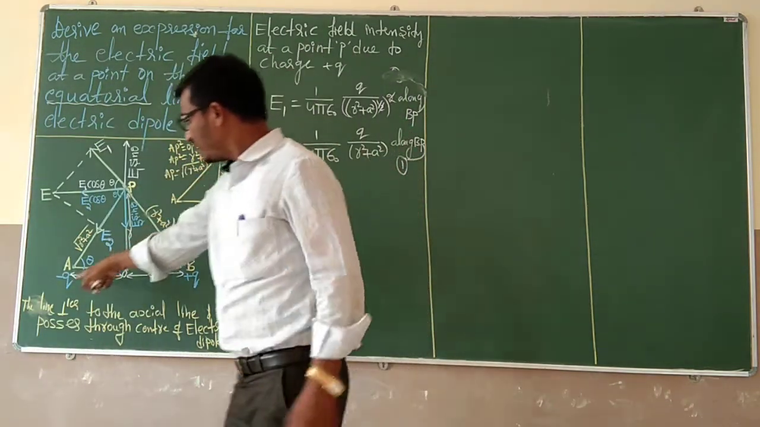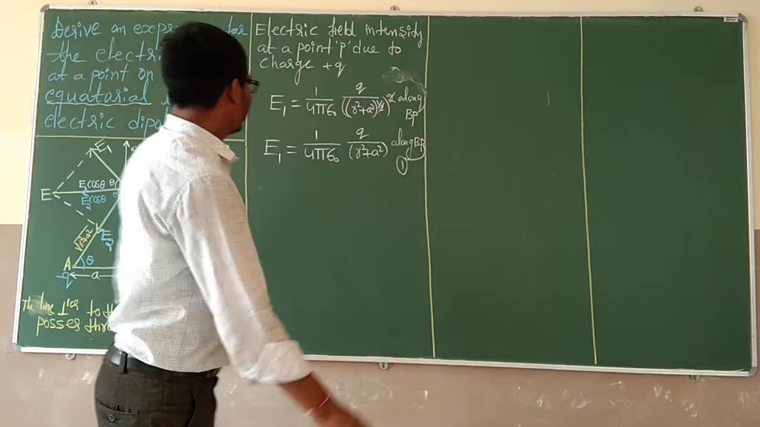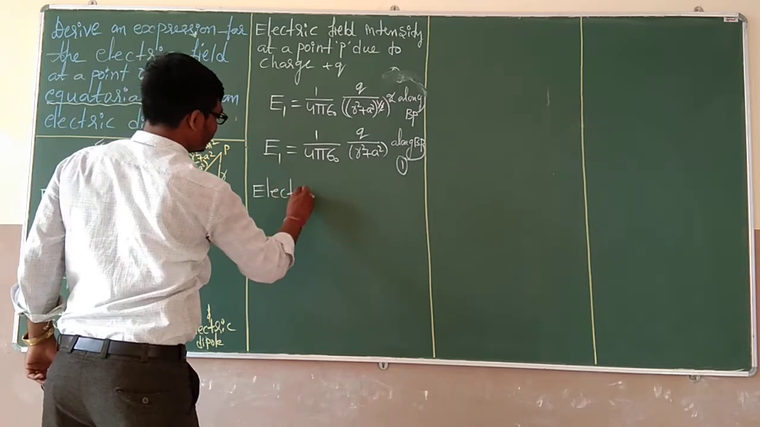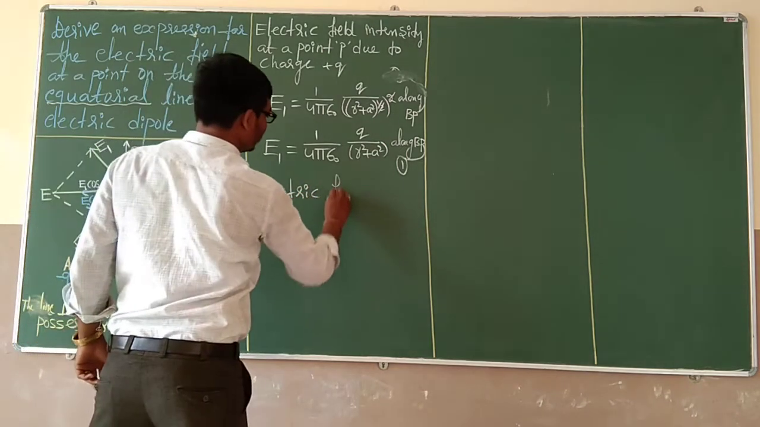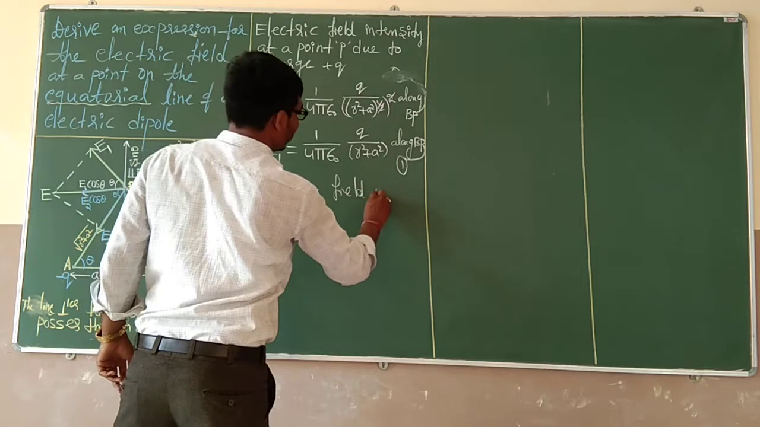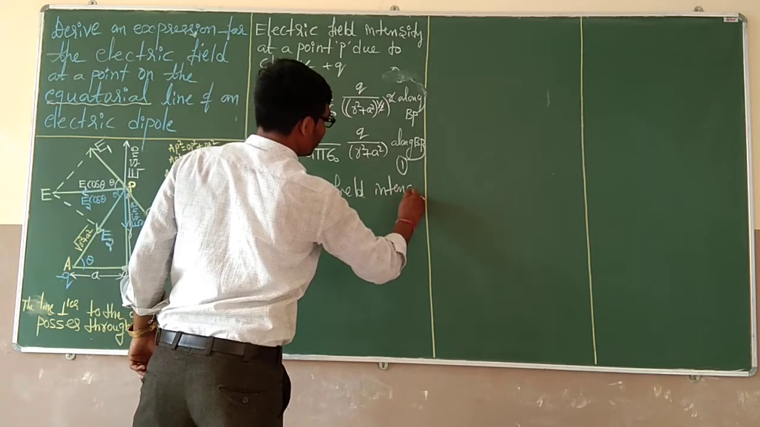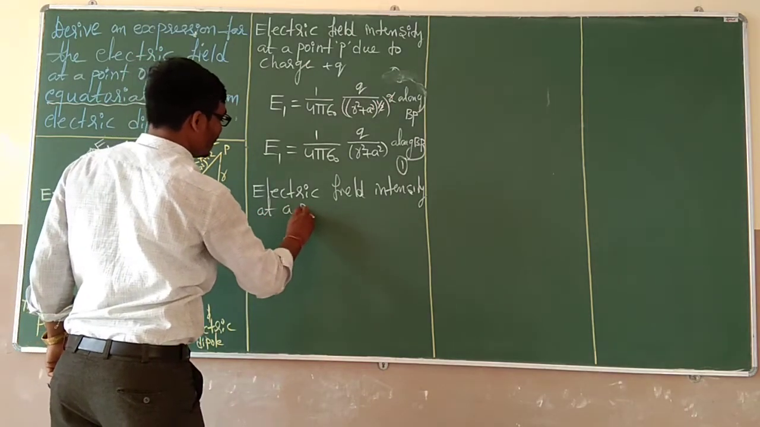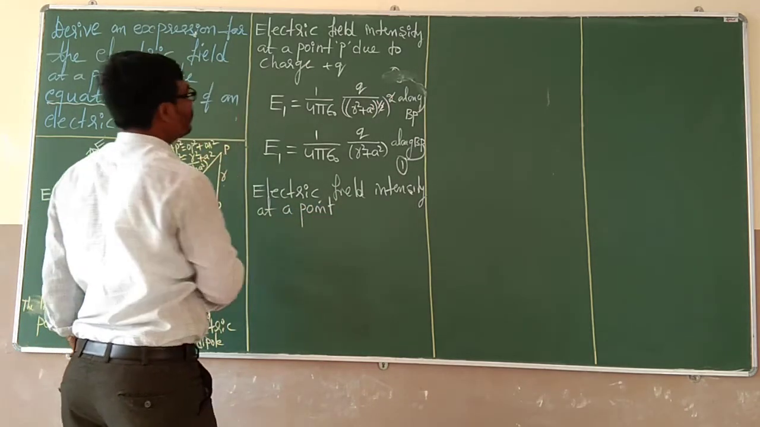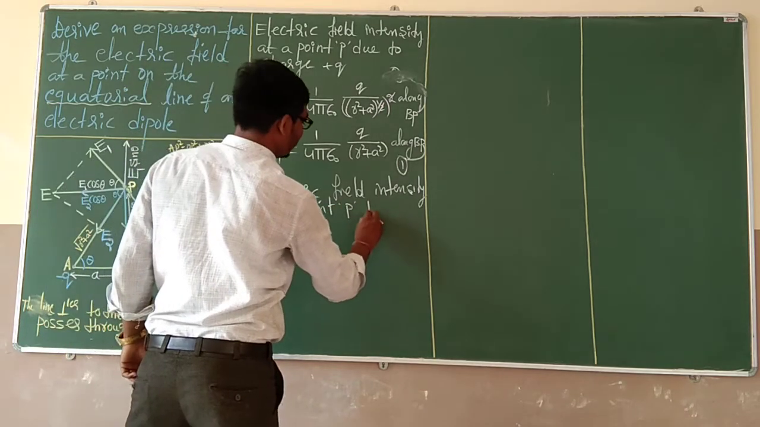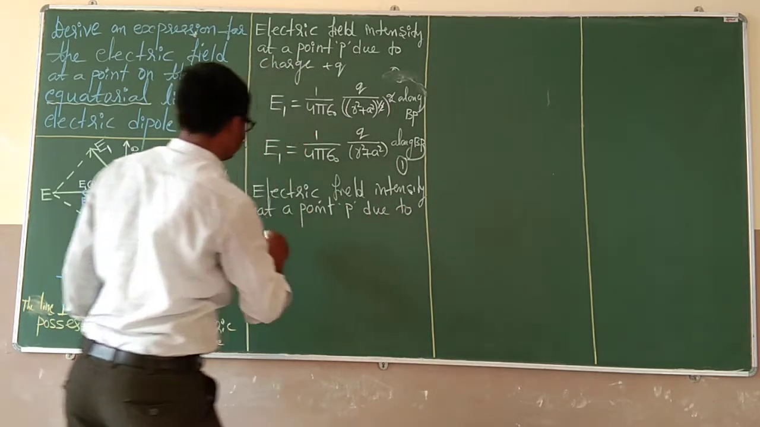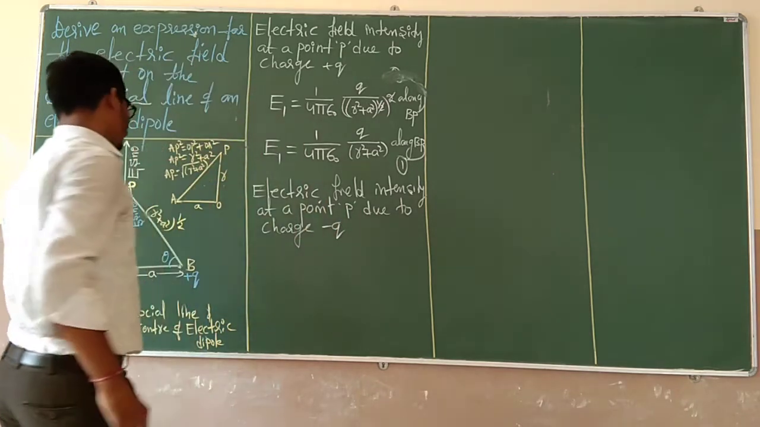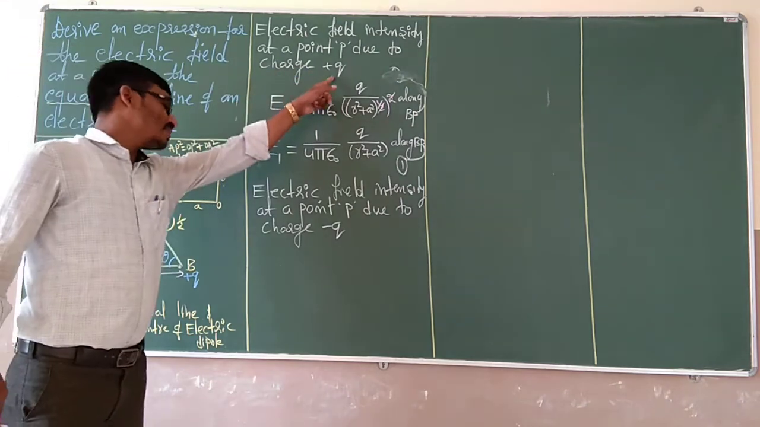Then the other charge is there, that is minus q. Again write the same thing here: electric field intensity at a point P due to charge minus q. But previously we considered plus q.